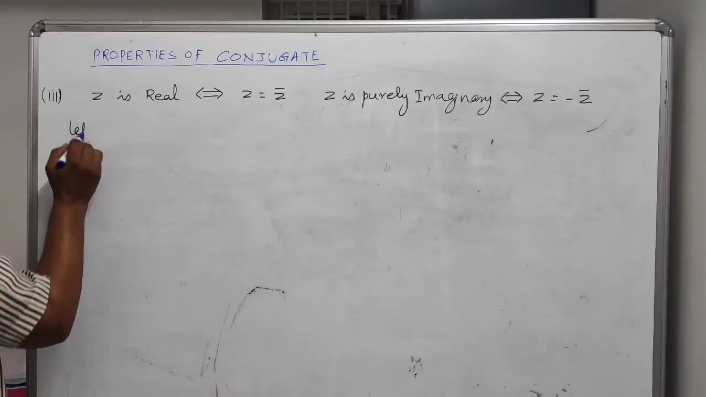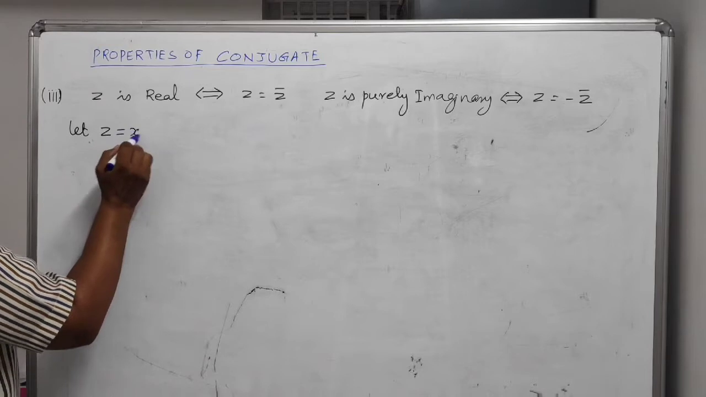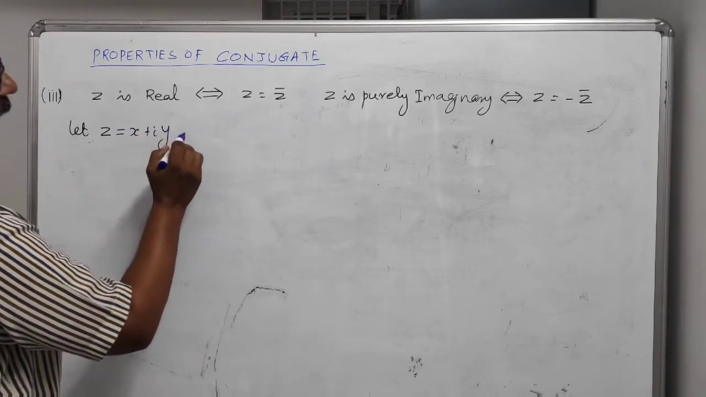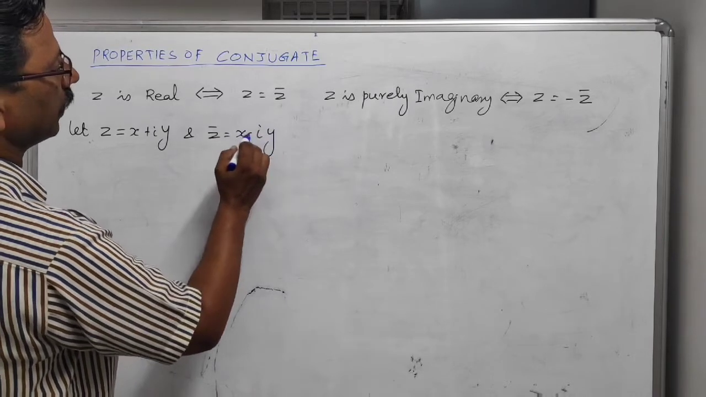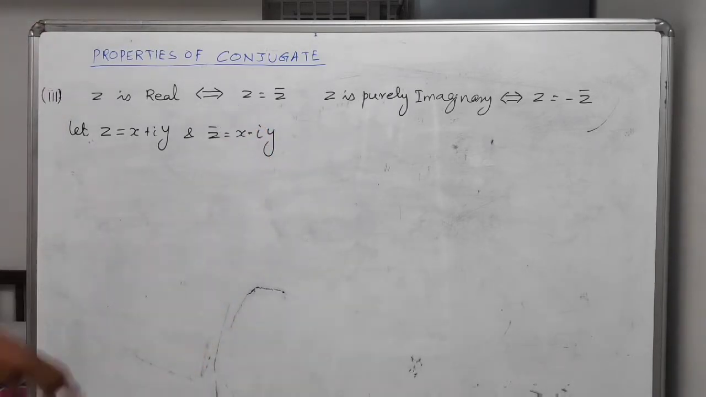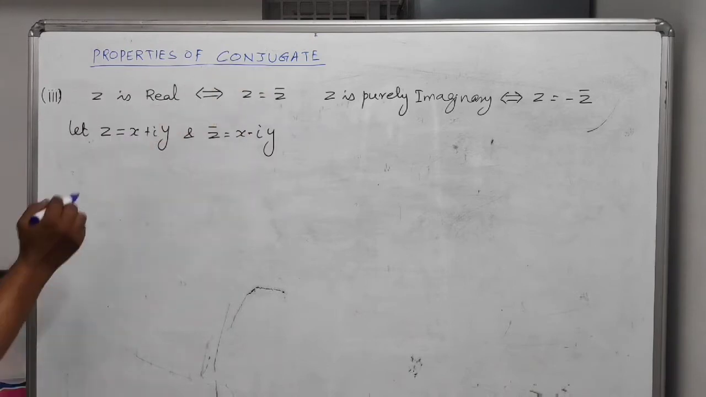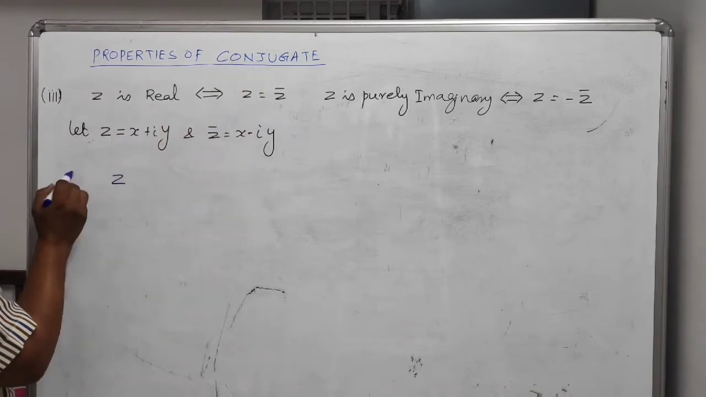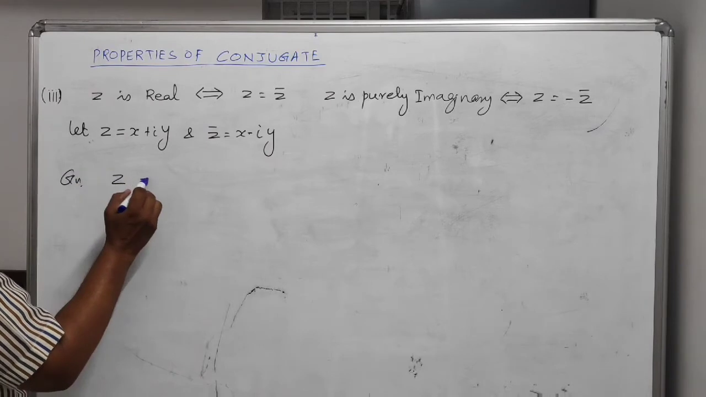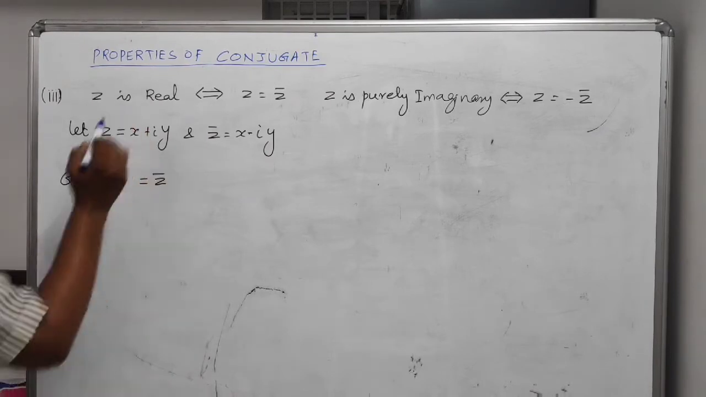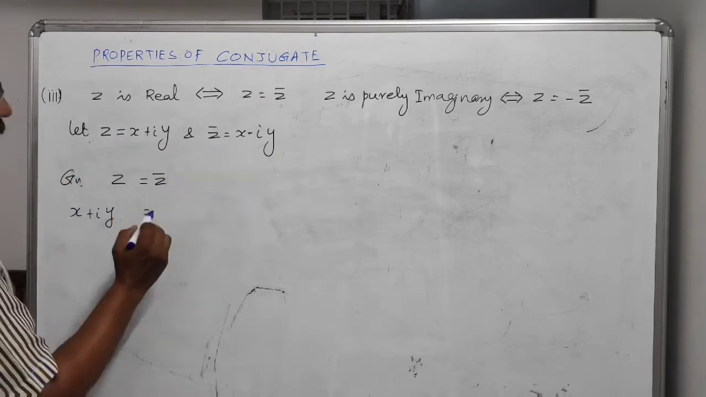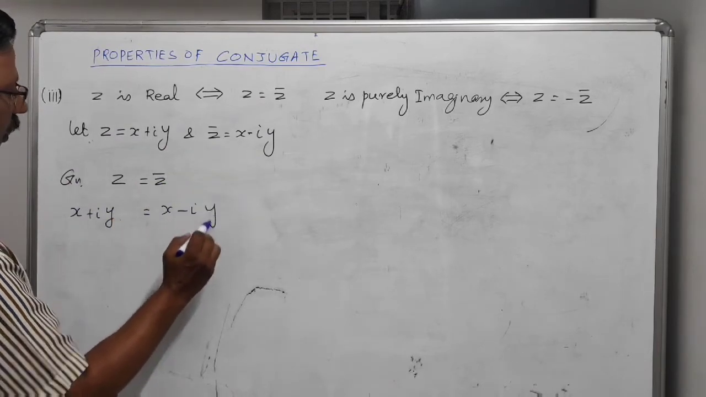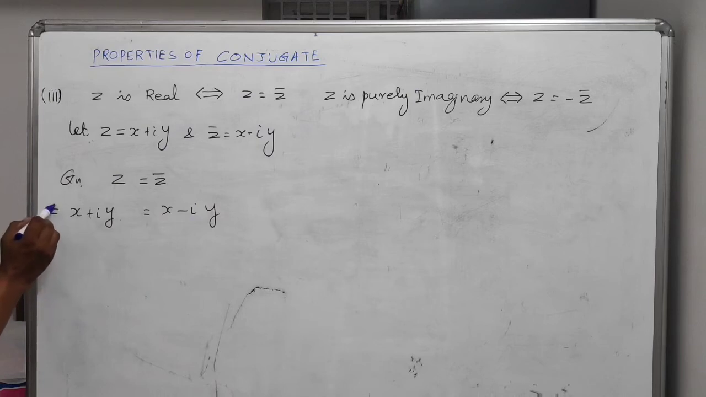Let z equal x plus iy, and what is z bar? Z bar equals x minus iy. Here let us assume z is equal to z bar. This is given. What is z here? X plus iy, which is equal to, what is z bar? X minus iy. Here you can write the symbol if and only if. Simultaneously, you can prove the converse also.